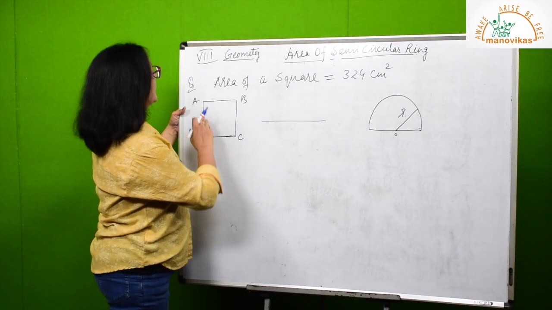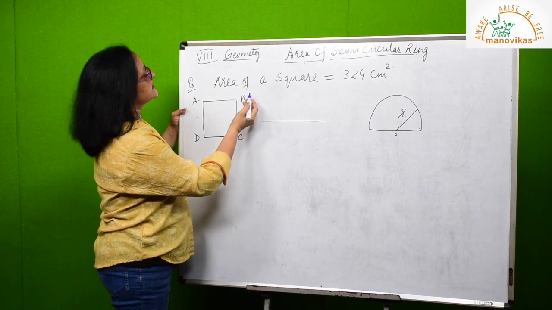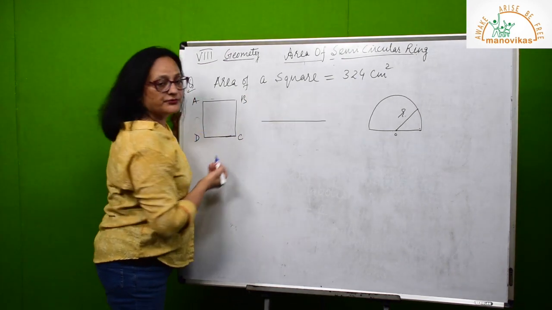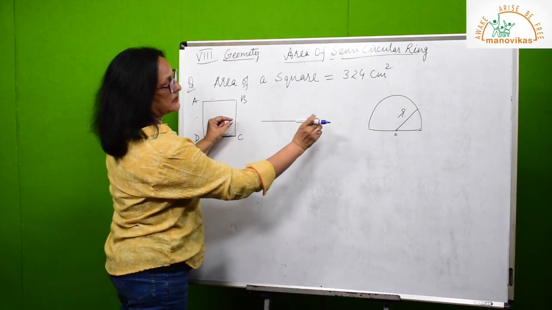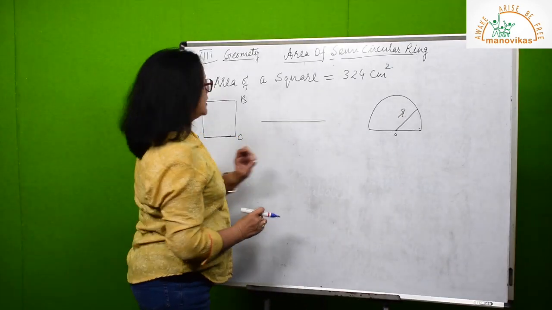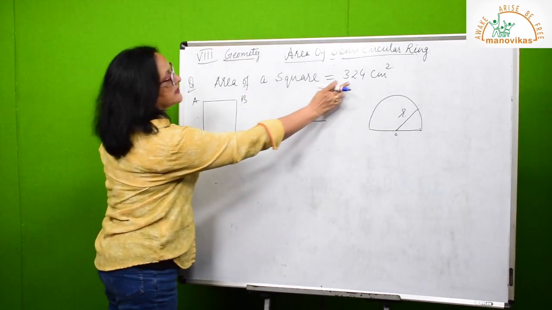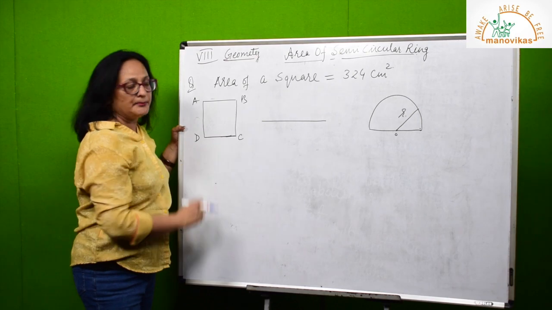Okay, now I am taking another case based on the same concept. In this type of question, you are given the area of a square, 324 centimeter square. Now this wire is opened, straightened and rebent into a semicircle. So you have to find the radius of the semicircle. You can see here you are given the area of the square, not the side, not the perimeter.